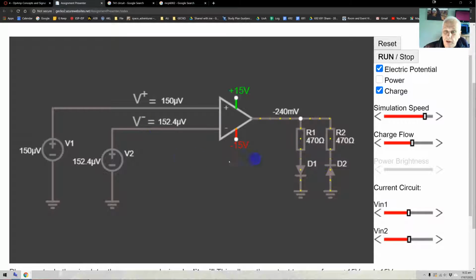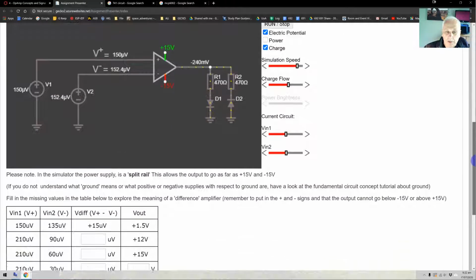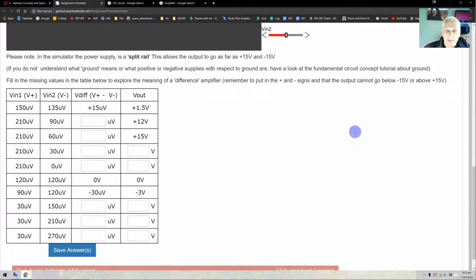That's what's amplified. And then as you look at this question, you'll just be able to fill in this table here without too much difficulty, looking at the difference between the non-inverting and the inverting input voltages, and then multiplying them by 100,000 or whatever A is given to you in this particular example.